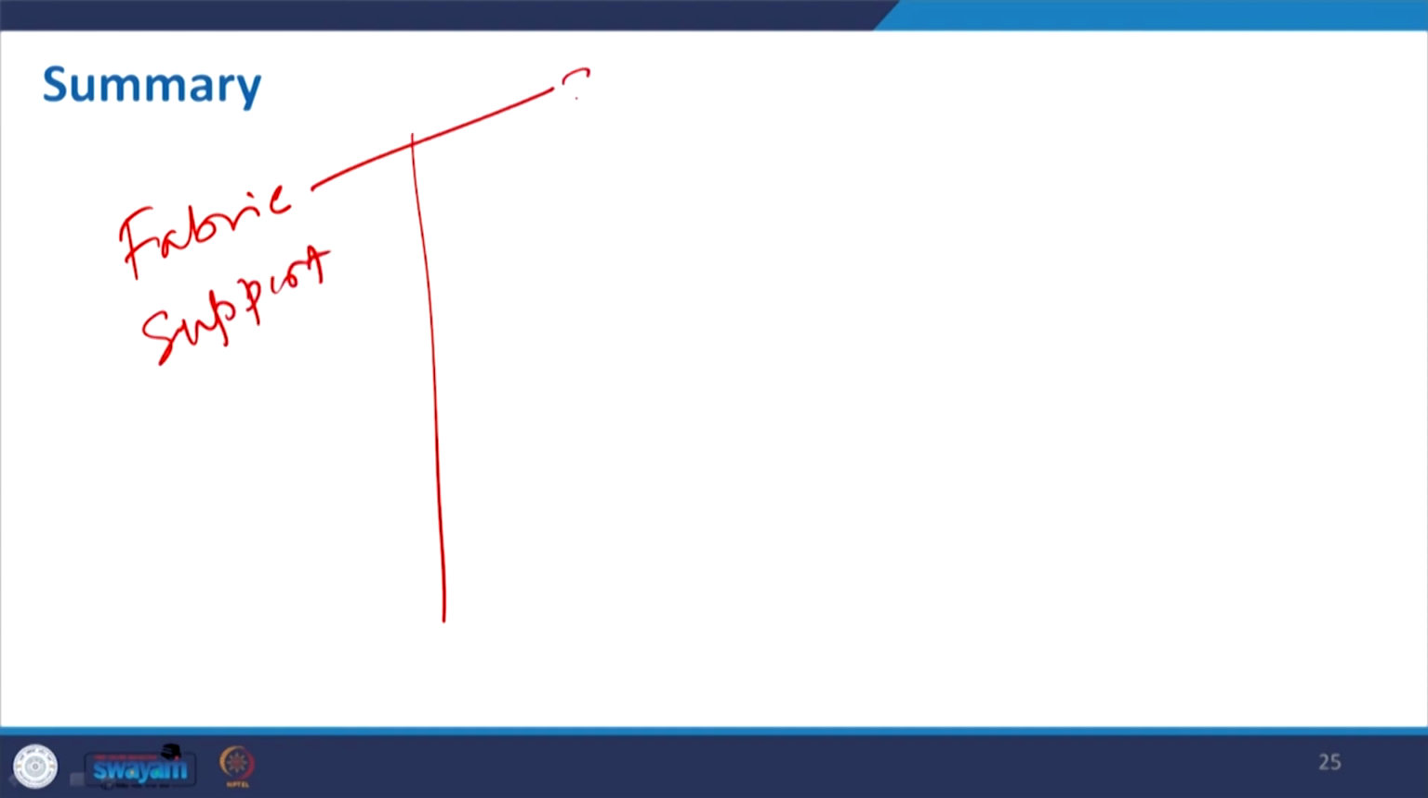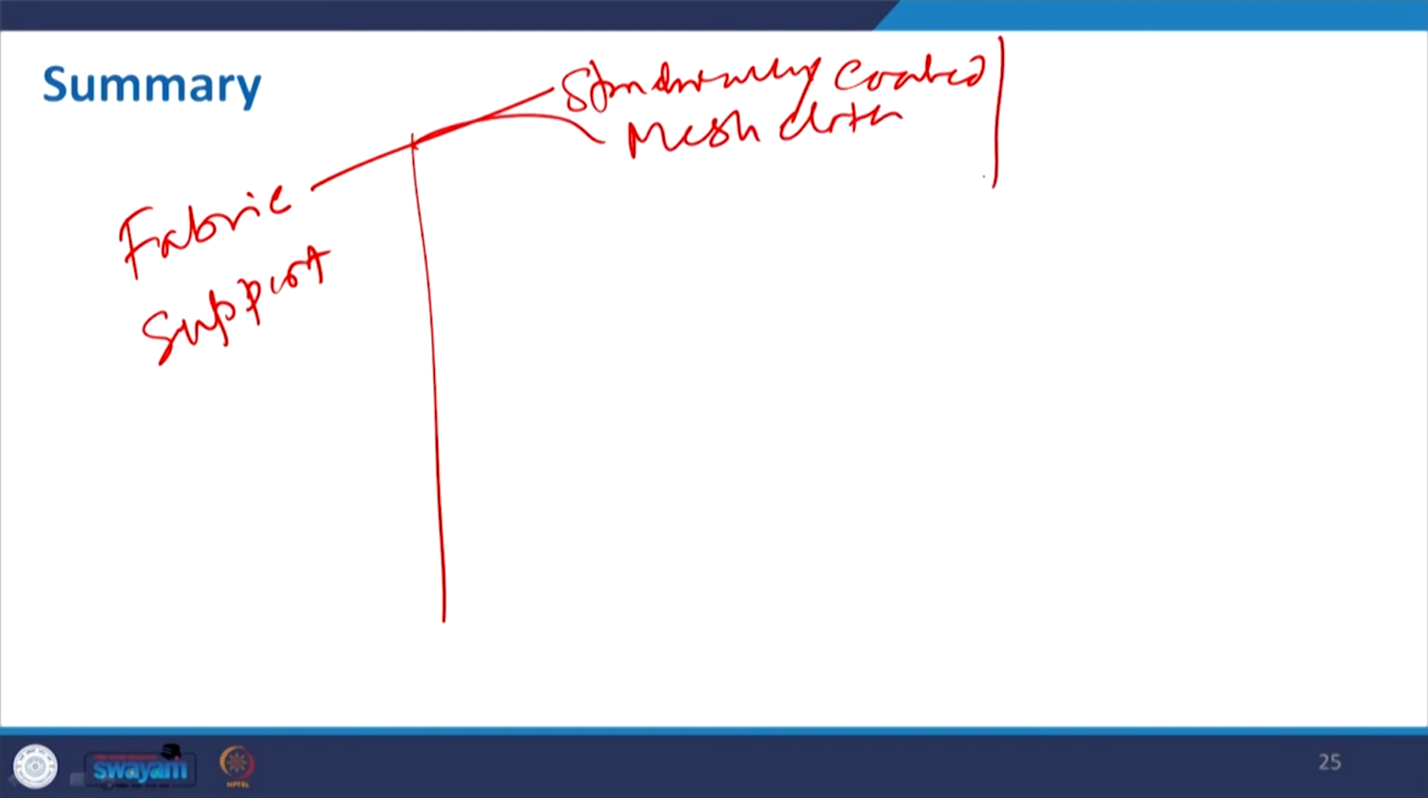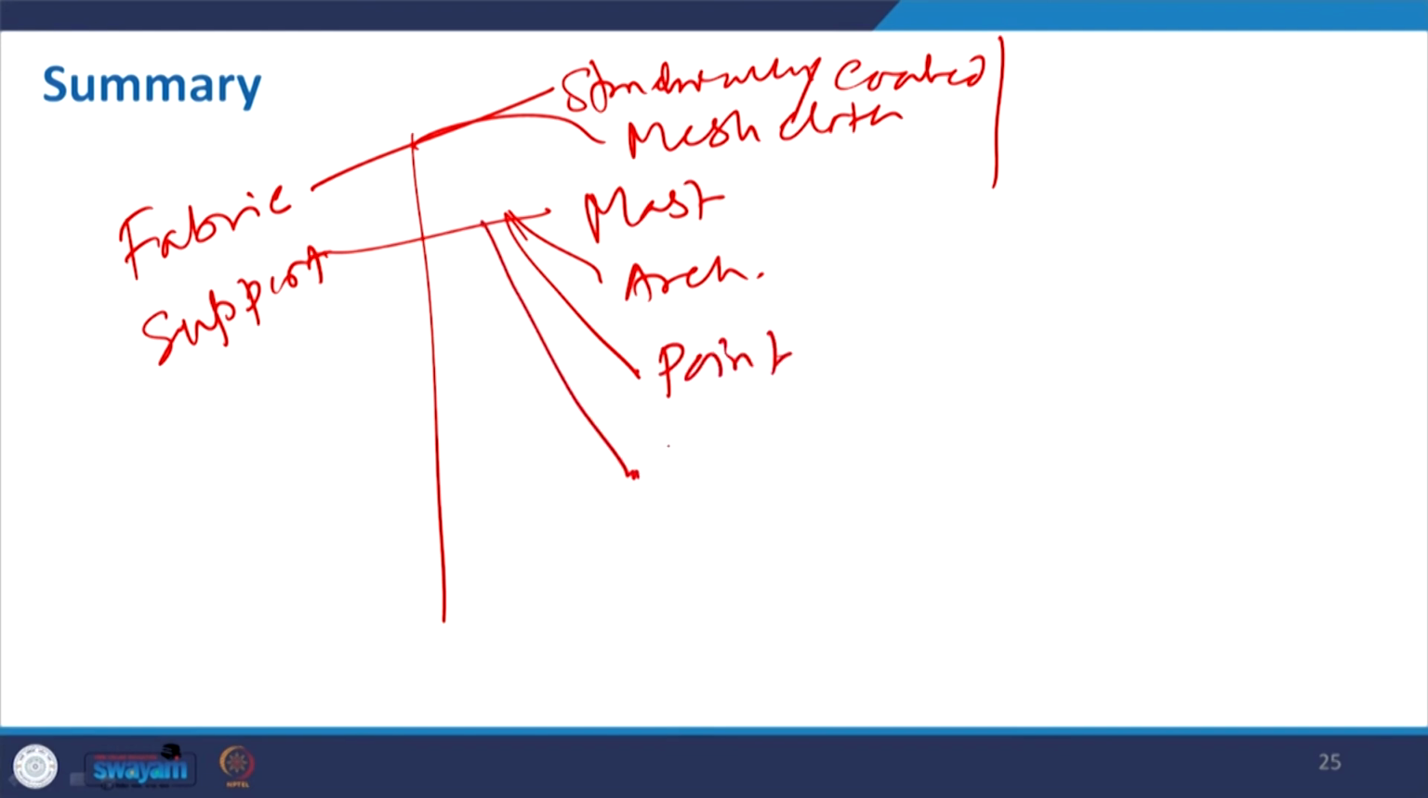So, here, if you summarize quickly, there are two members, one is your fabric and then we have support. In fabric we have discussed that structurally coated, and then you have your mesh cloth, and there are different lists of figures and how we decide those different criteria to select it. In the support, it may be mast supported, arch supported, point supported, frame supported, or maybe saddle.